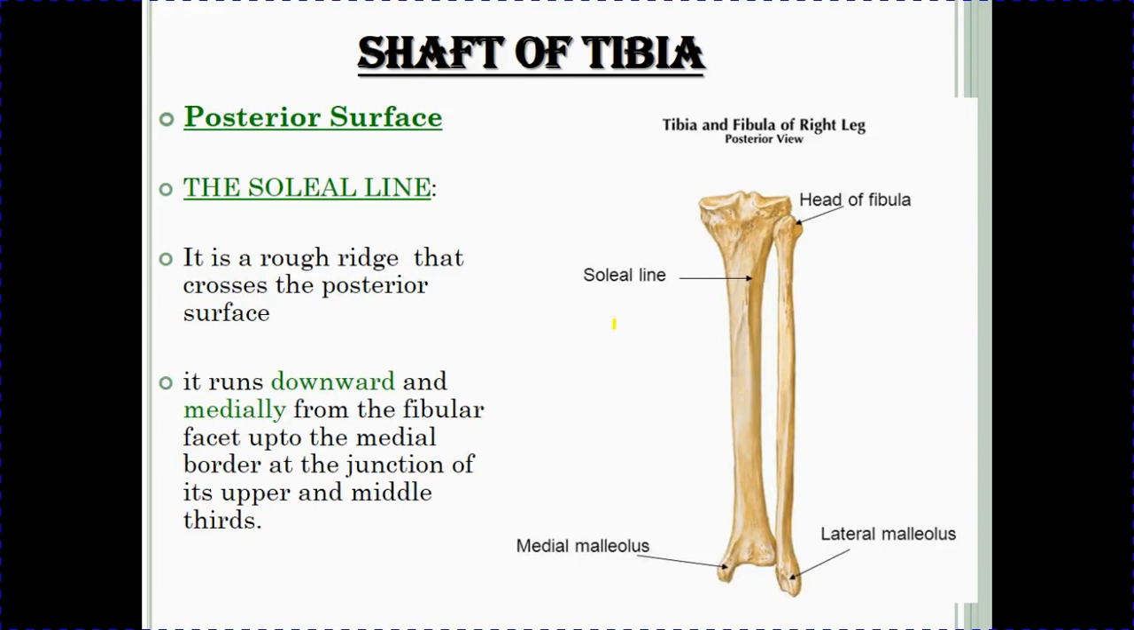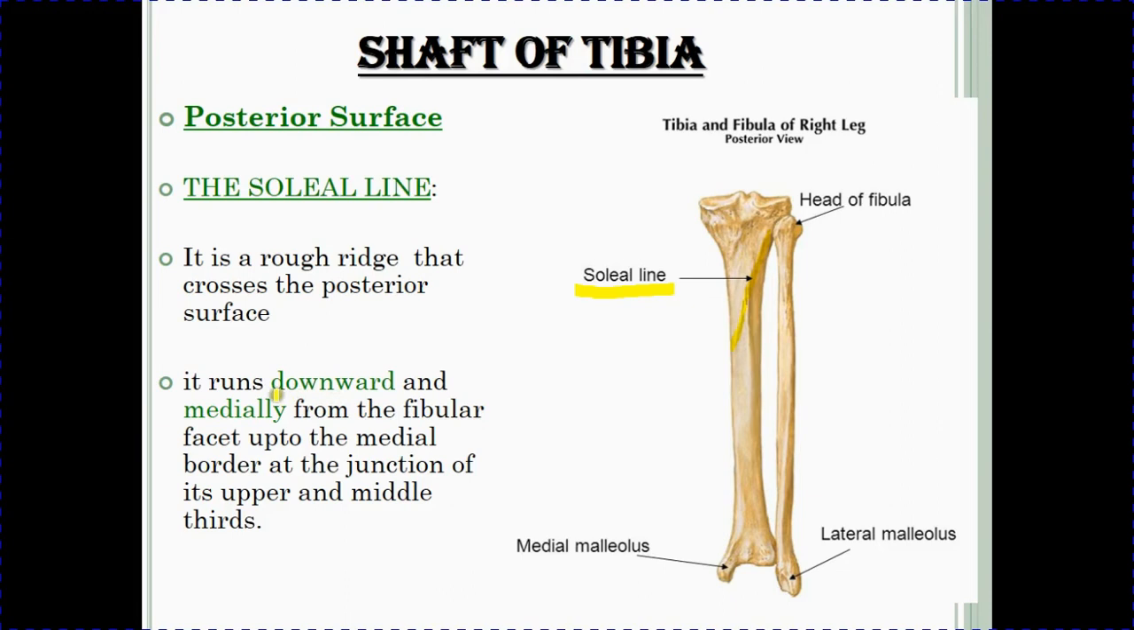Now when you look at the posterior surface, it has a line which is called the soleal line. Now look into the figure. The soleal line is actually a rough ridge that crosses the posterior surface of the shaft of the tibia. This is the soleal line. It is crossing the posterior surface of the shaft of the tibia.